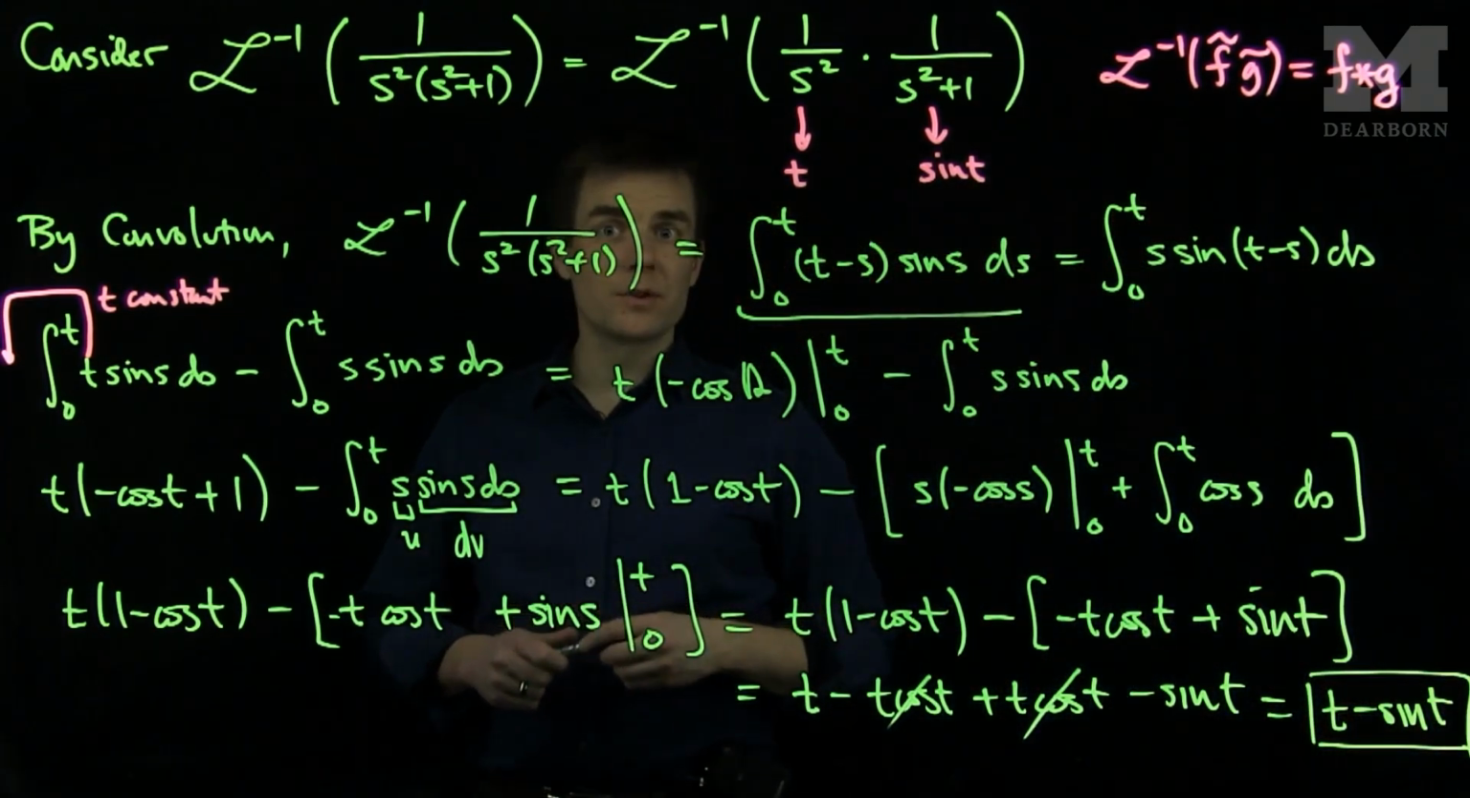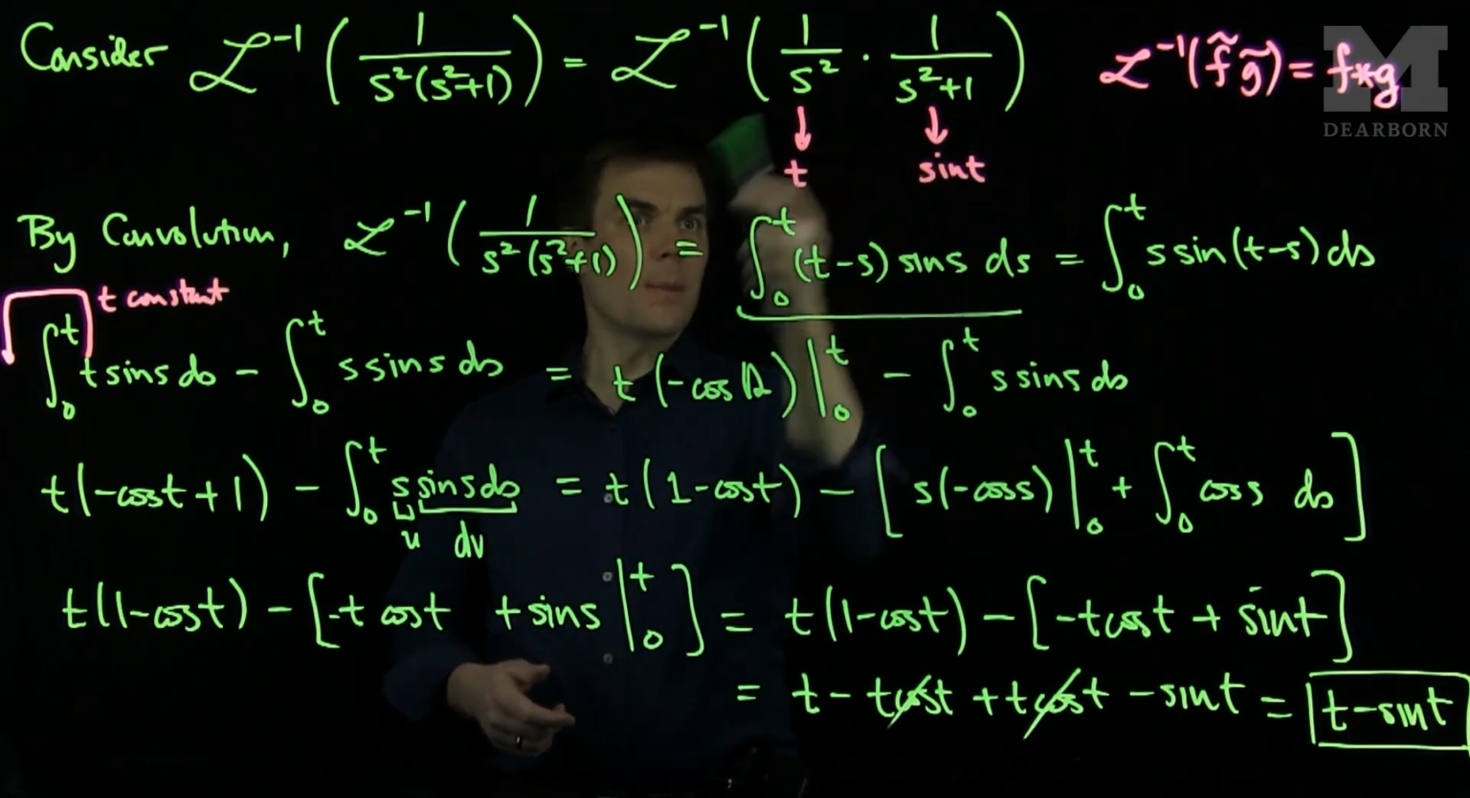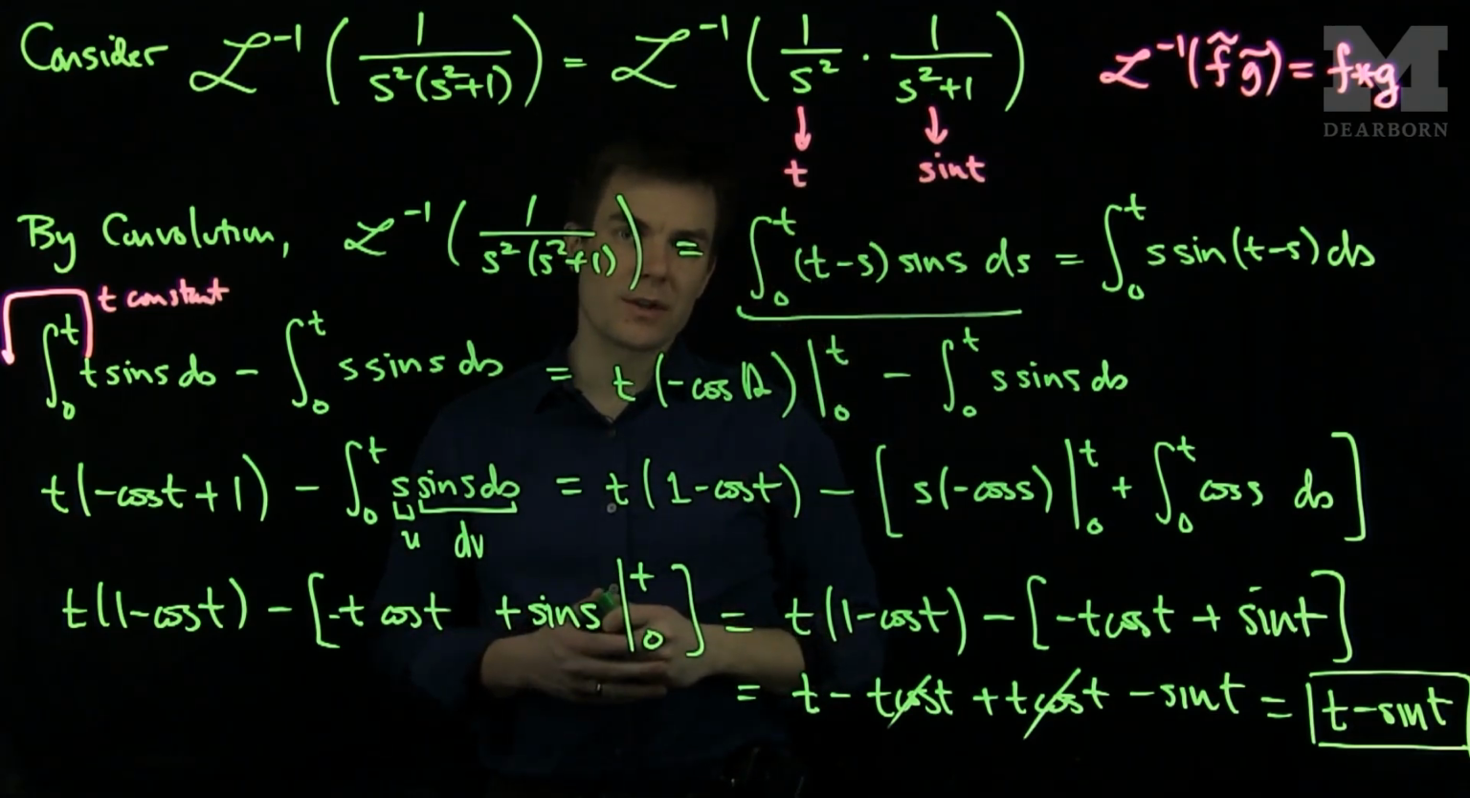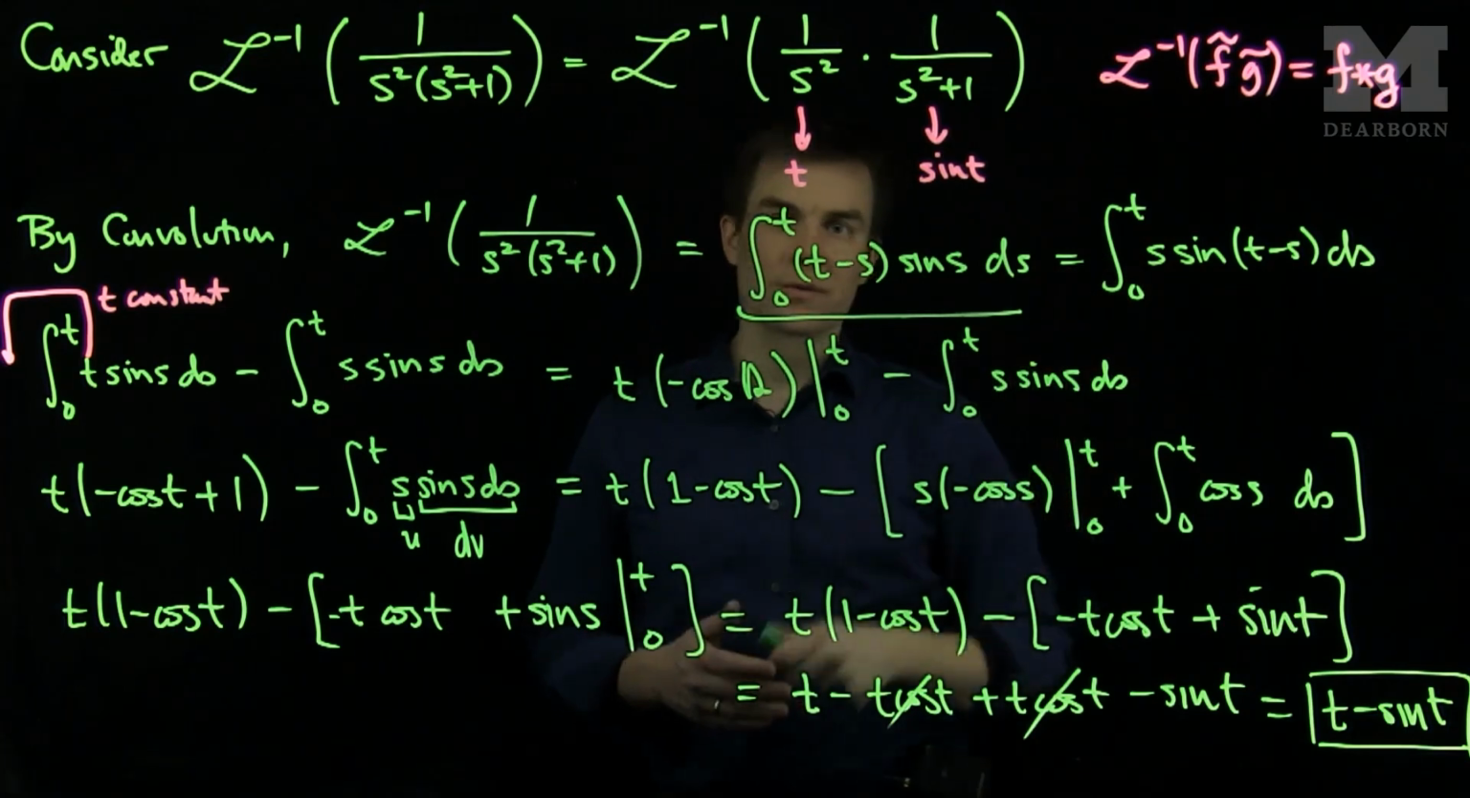So by using the convolution theorem, we're able to take a product of two functions and inverse Laplace transform them using the convolution of either one of those forms.